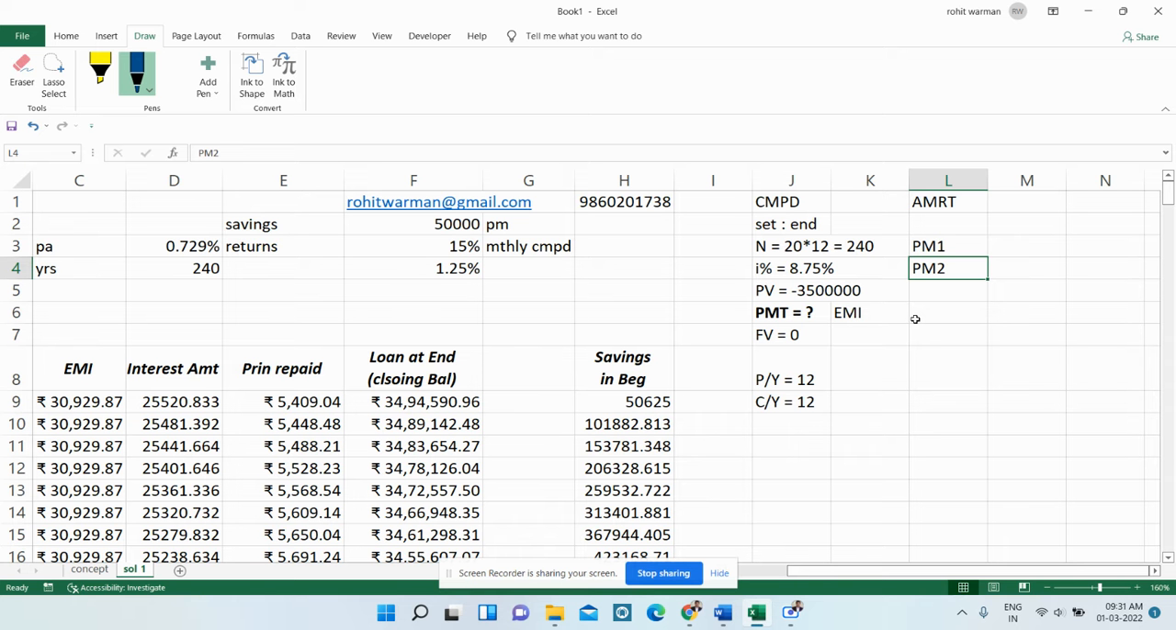Next is you have to press amortization. The first thing it is asking is set. Always remember you have to take the end. Then PM1, PM2. Now PM1 means the starting month, PM2 means the end month. So what is the starting month and the end month?